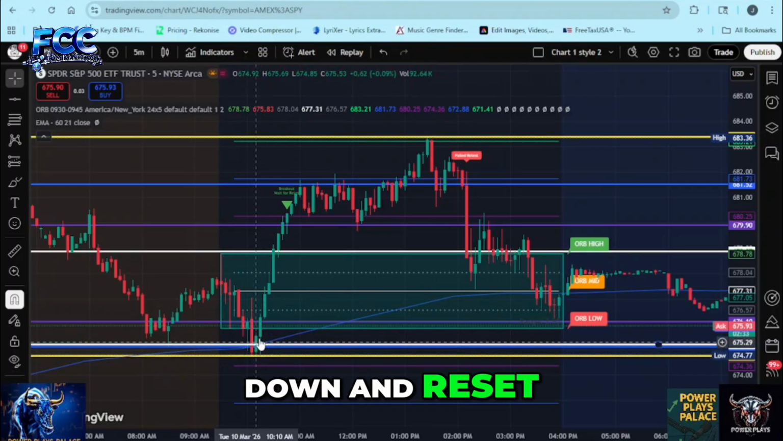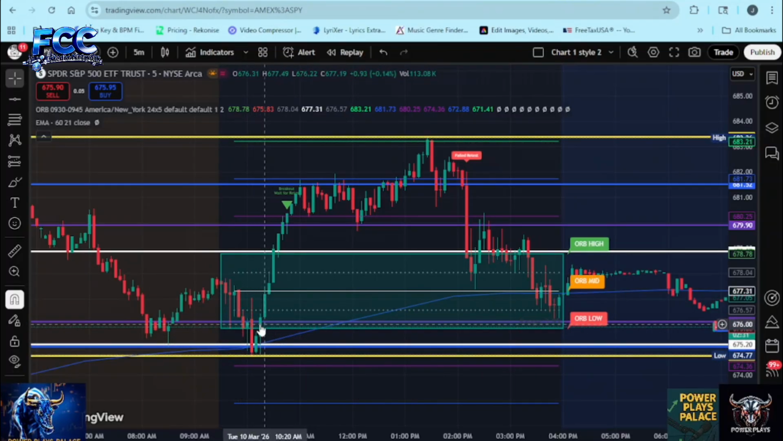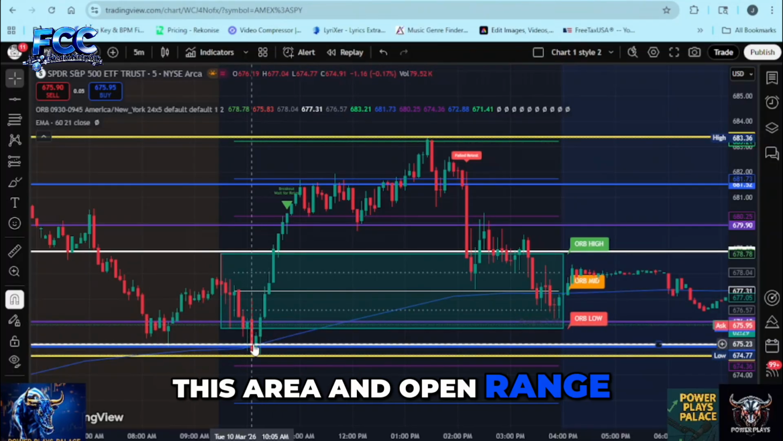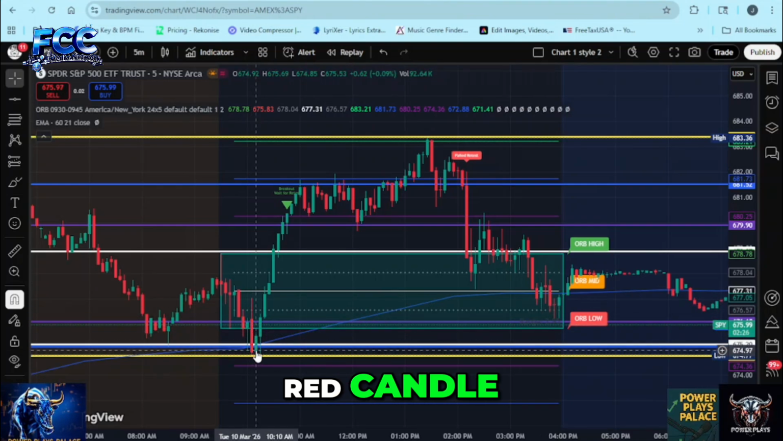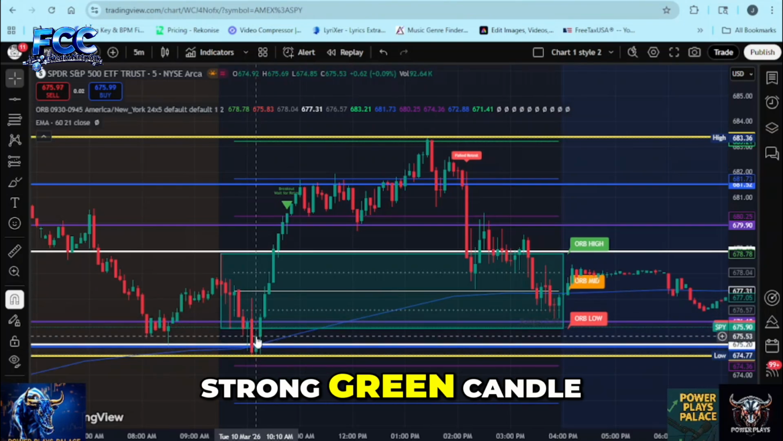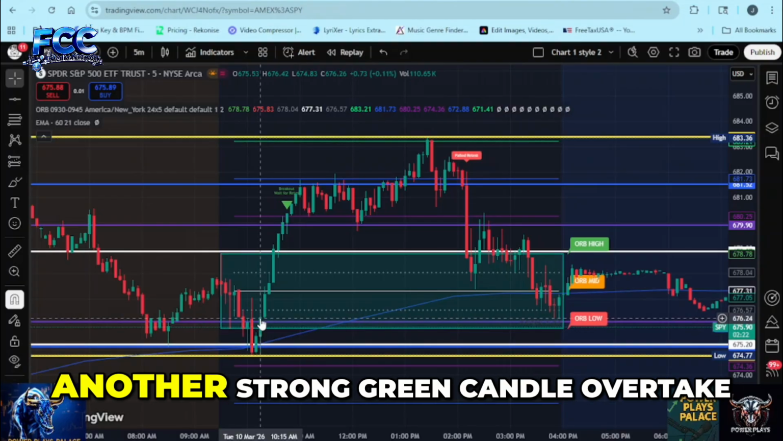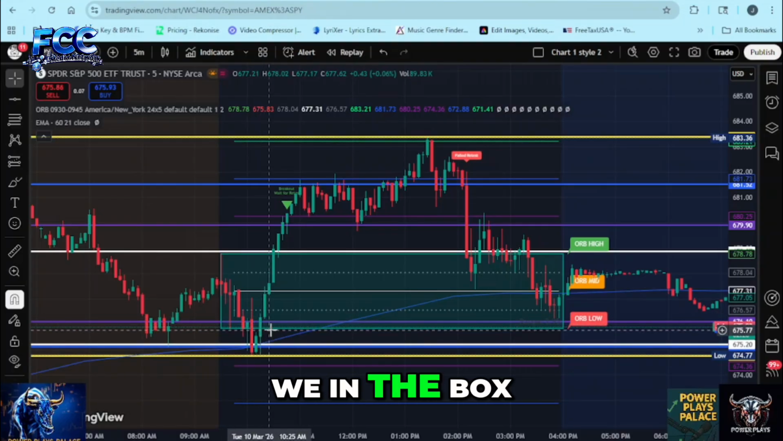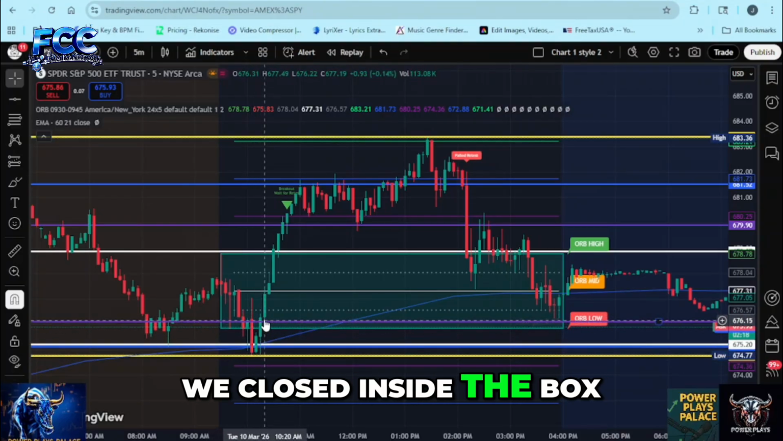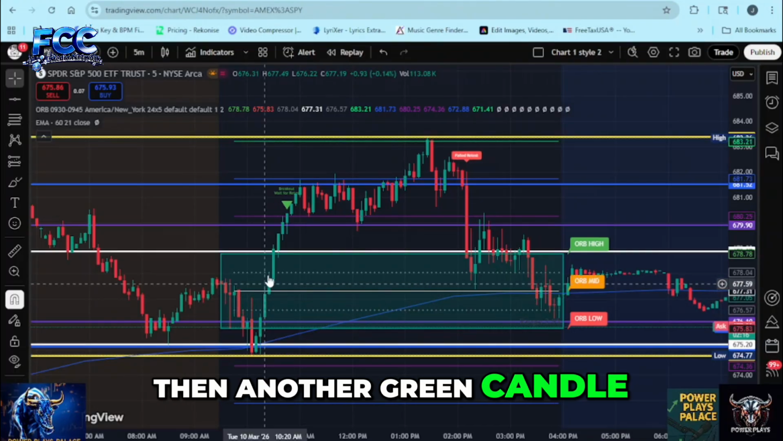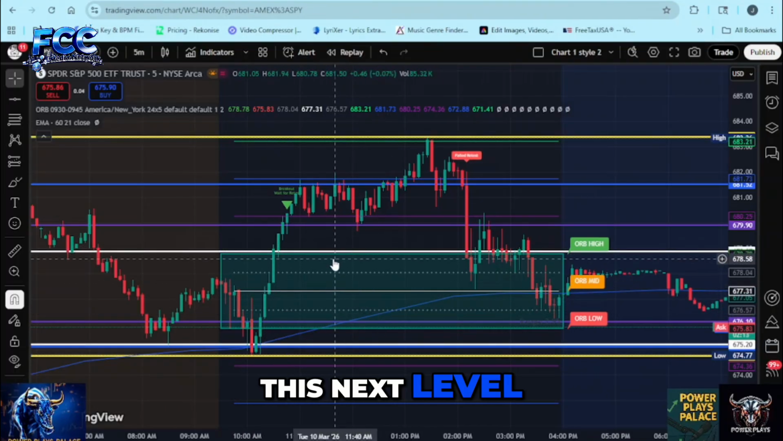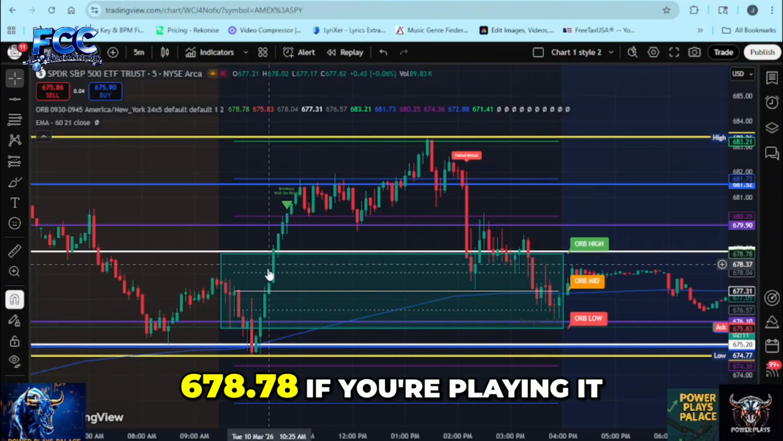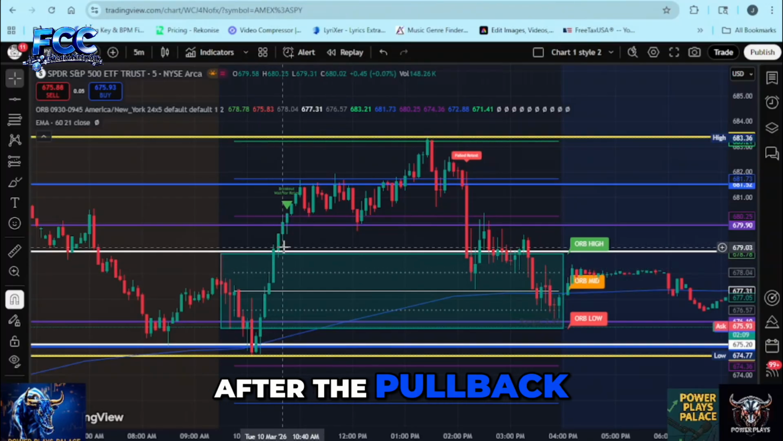So as it comes down and resets, once it re-enters this area in the open range, you got a great red candle, but then you got strong green candles, another strong green candle overtake. We're in the box. We close inside the box, and another green candle. Then we can target this next level, 678.78, if you're playing it after the pullback.